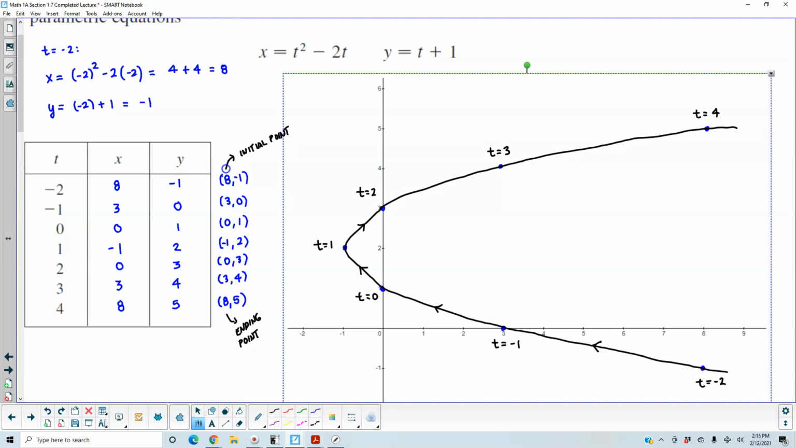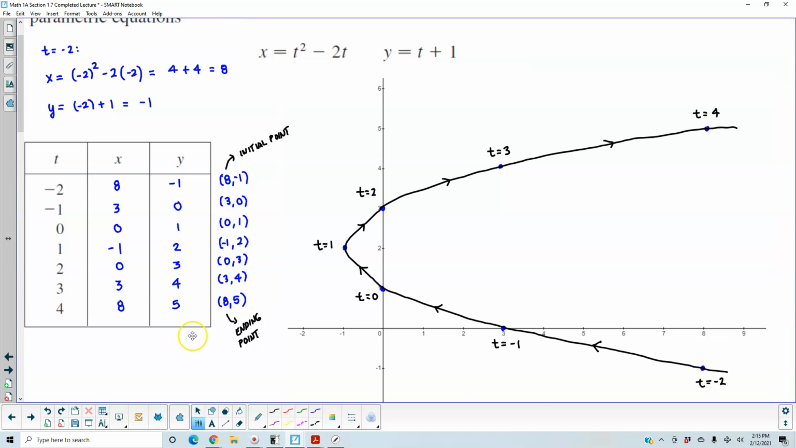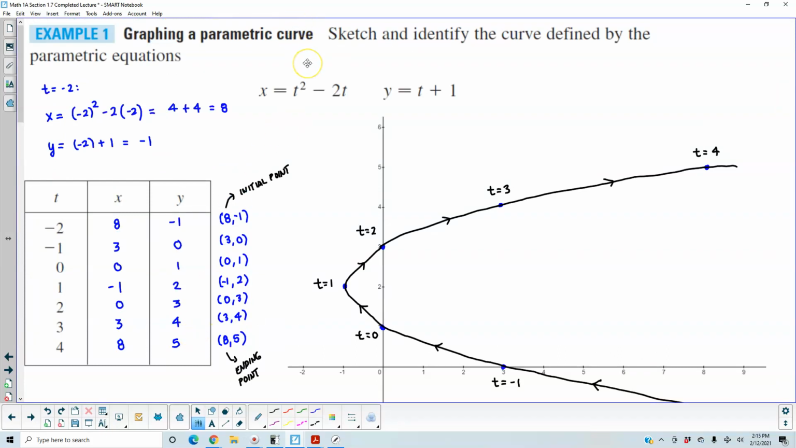Then we have another arrow. And then t = 2 goes to t = 3. There's the arrow for that, and then the last one there is our arrow. So therefore, what we've done is create a parametric curve by using the parametric equations x equals t squared minus 2t and y equals t plus 1, plugging the values of t into the equations to get these ordered pairs.